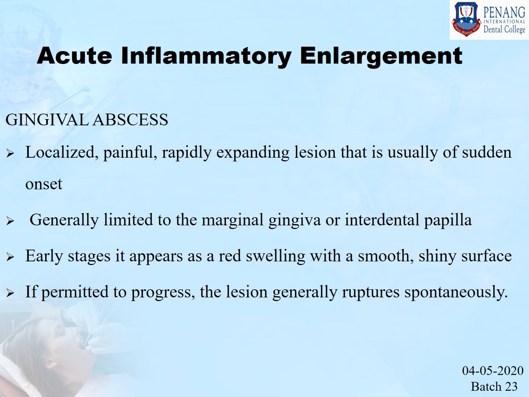Acute inflammatory enlargement. First is gingival abscess. They are localized, painful, rapidly expanding lesions that are usually of sudden onset. They are generally limited to the marginal gingiva or interdental papilla. In early stages, it appears as a red swelling with a smooth, shiny surface. If it is permitted to progress, the lesion generally ruptures spontaneously.